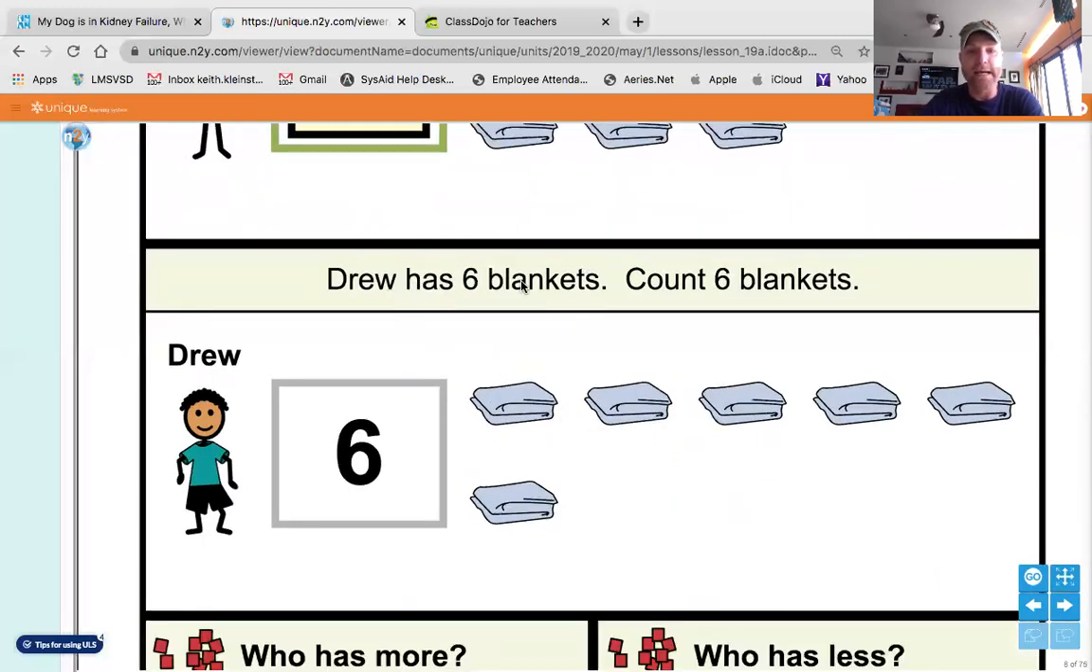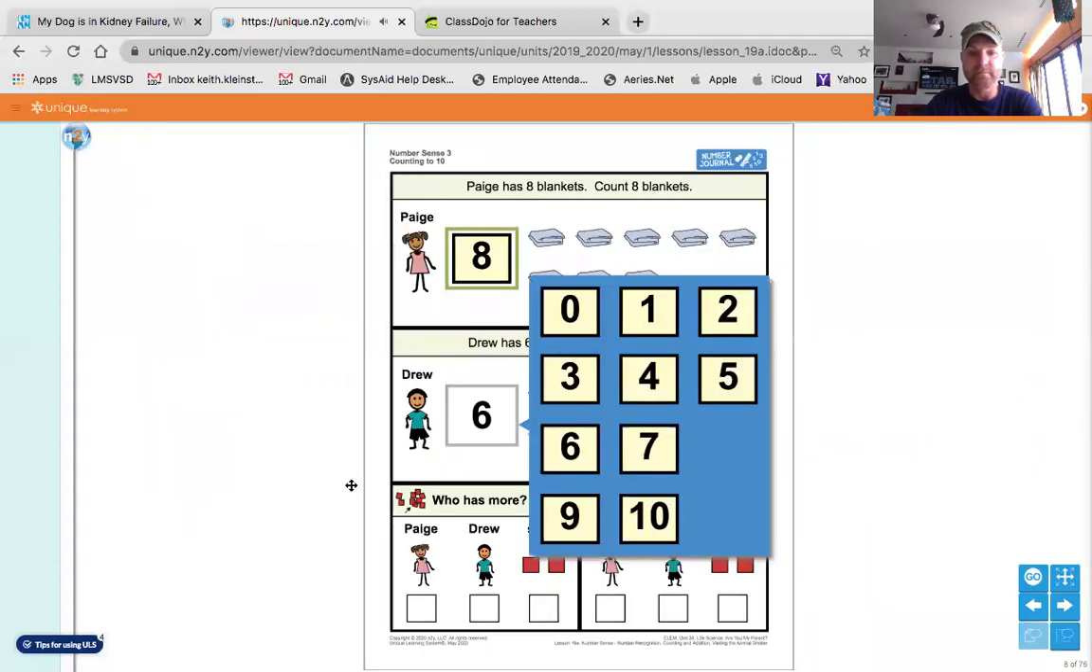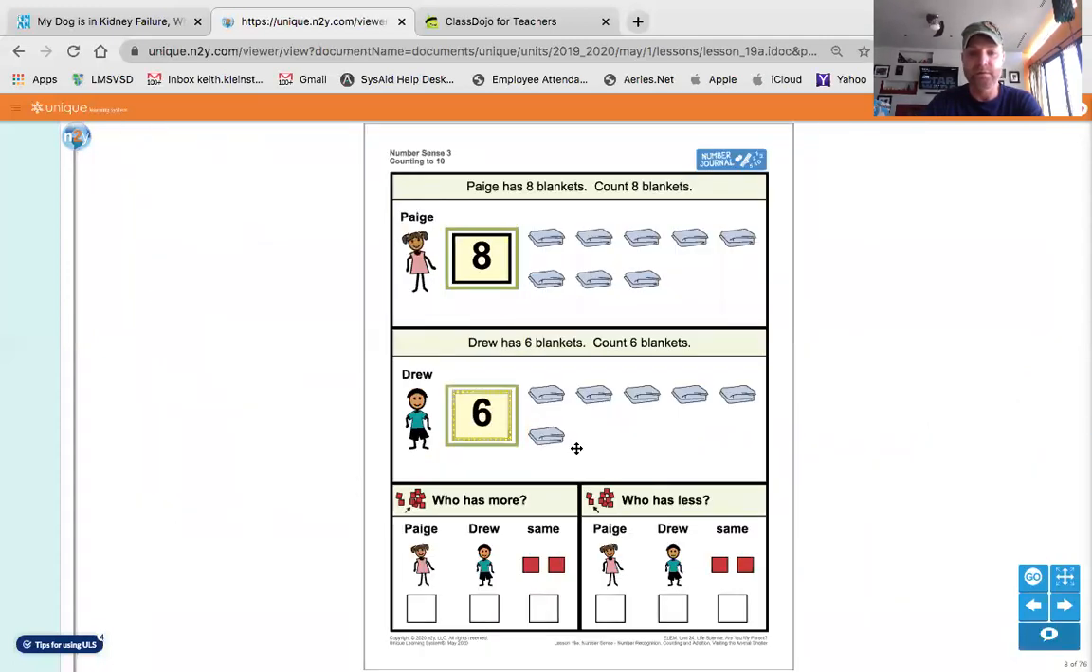Okay, Drew has 6 blankets. Count 6 blankets. Let's point as I count. 1, 2, 3, 4, 5, 6. Okay, let's match the number. 6. That's right. Yay, ding. We love the ding sound. Who has more? Well, let's look. 8 is more than 6. And who's that? That is Paige. Who has less? Well, 6 is less than 8, and that is Drew.